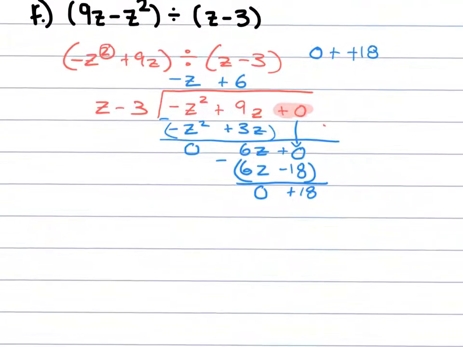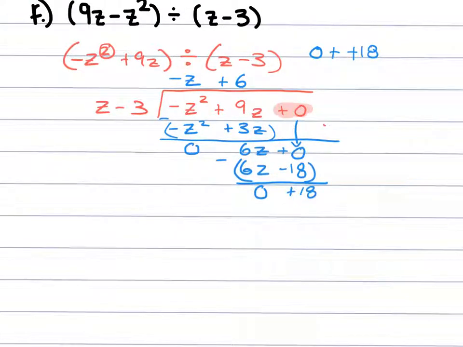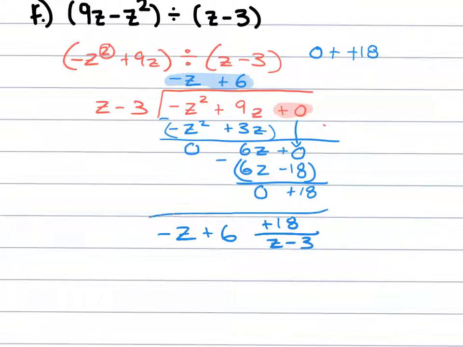How do I write this answer? Well, let's start with the whole part first. Let's always do our remainder last. So then it would be negative z plus 6. Okay, so we've got negative z plus 6. And then you put 18 as the numerator, and then you put z minus 3 as the denominator. Perfect.